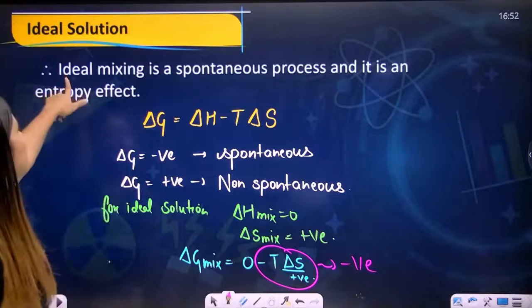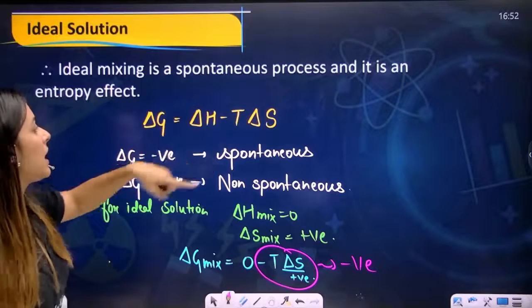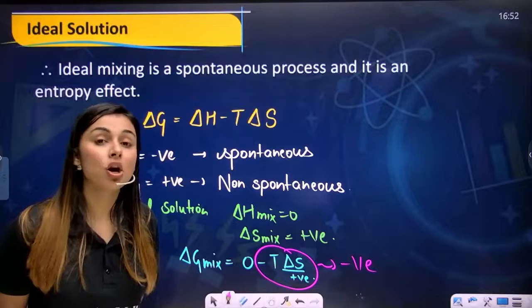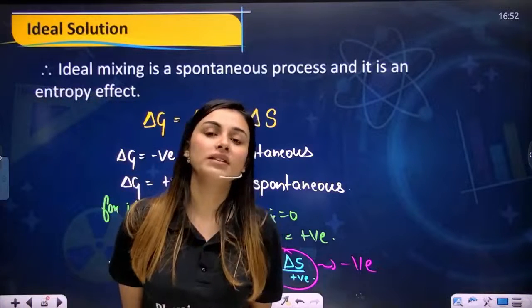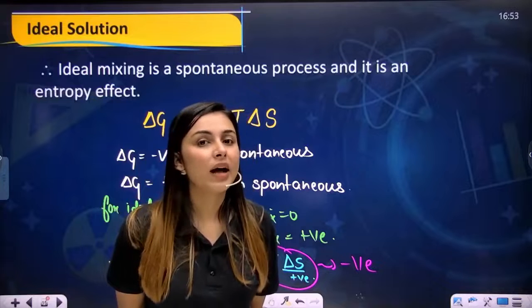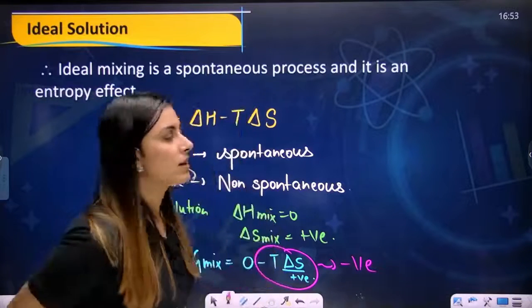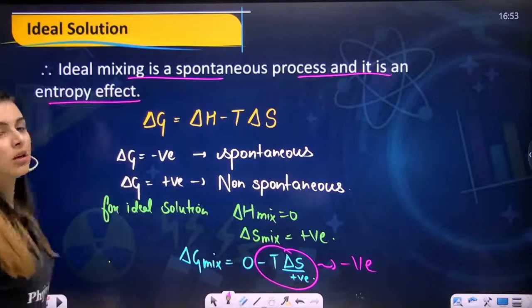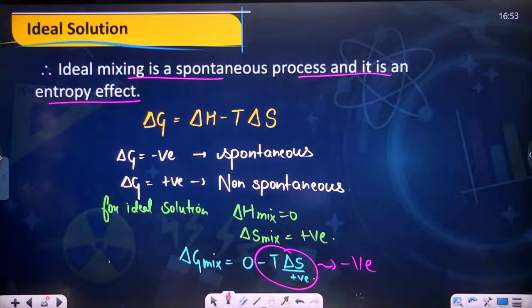That is the reason it has been said that ideal mixing is a spontaneous process, and it is an entropy effect. Why is it an entropy effect? Because in mixing of solutions, always and always entropy is a positive value. Delta S mixing, entropy is positive. That is the reason it has been said in these two different parts. I hope you're clear with this. Yes, so you can write this and then we'll move forward.